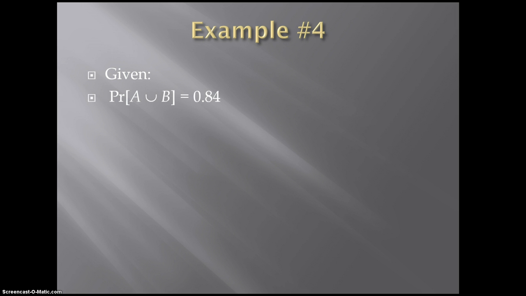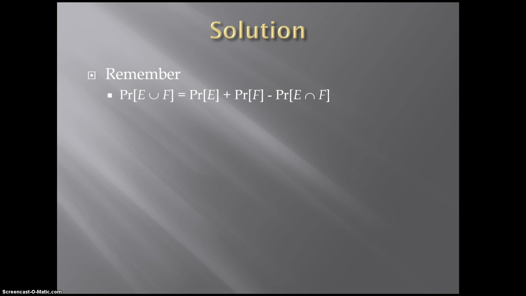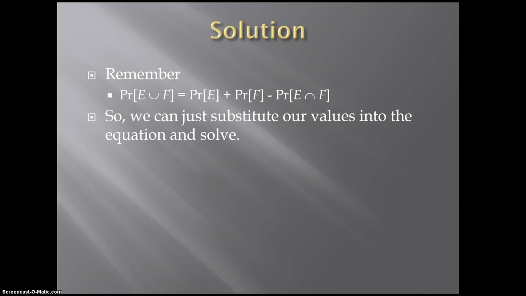Let's look at another example. Let's say that I tell you that the probability of A union B is equal to 0.84. The probability of A is 0.26. The probability of B is 0.72. What is the probability of A intersect B? So we're going to use that formula, which says the probability of E union F is equal to the probability of E plus the probability of F minus the probability of their intersection. And we're just going to do a little substitution into these values.